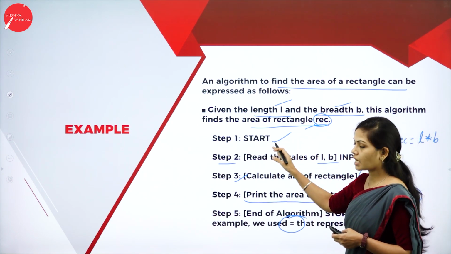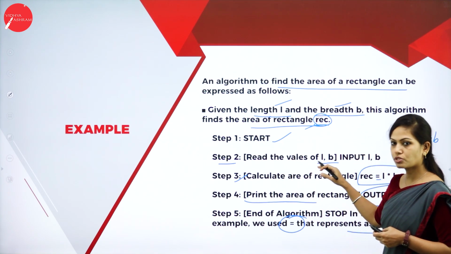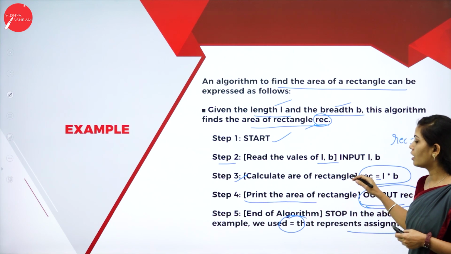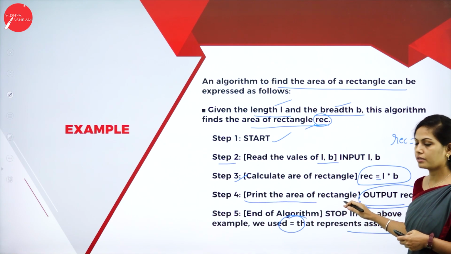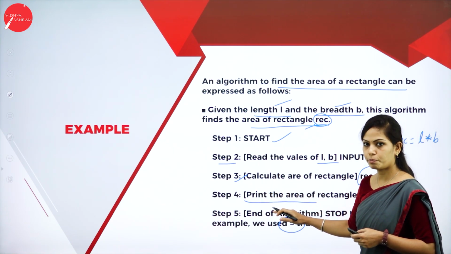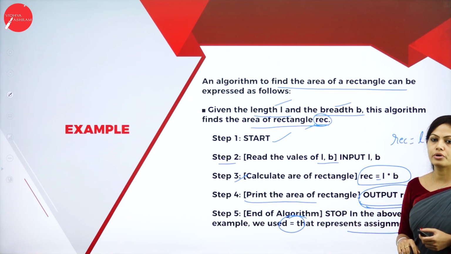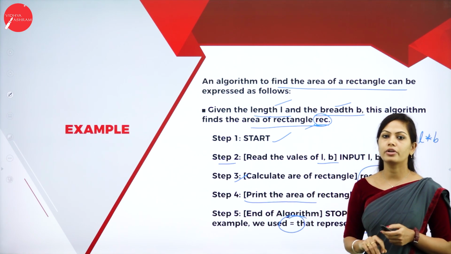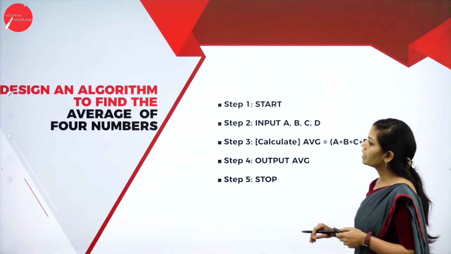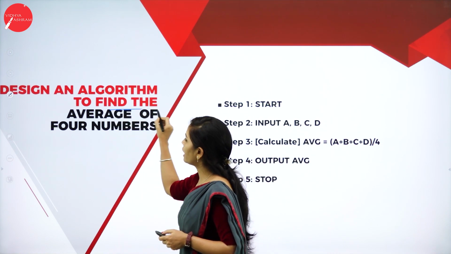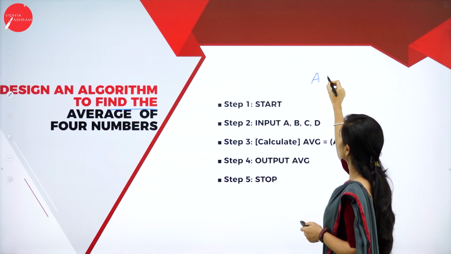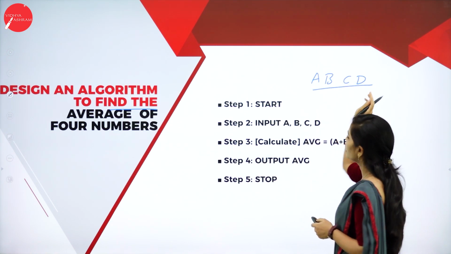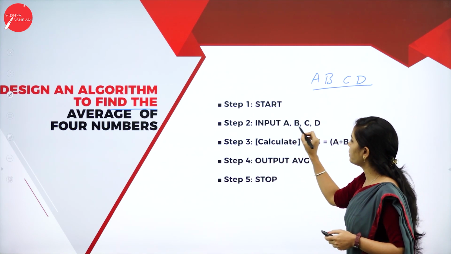So first step, start and input, read the values of input and calculate the area of the rectangle, that is the logic of this problem, and print the area of the rectangle. So here we can print the output and we can end this algorithm with stop or terminate. So this is one example for an algorithm. The next example is to design an algorithm to find the average of 4 numbers. I can assume A, B, C, D. Here we have 4 input data, that is input A, B, C, D.